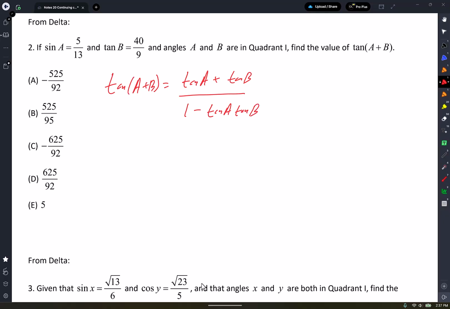You only need one of them because they already give you tan B. So I already got tan B. The only one I need now is which one? Well, tan of A, right? I'm going to use sine A to get my tan A.